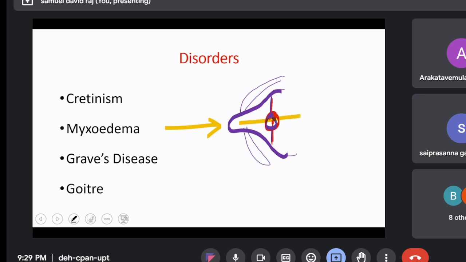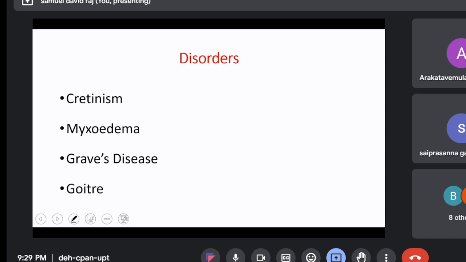Large amounts of rays fall on the retina and the eyes get damaged in this particular instance. In addition to the other symptoms that we have seen when comparing hypo and hyperthyroidism, all are said to be present here. And coming to the last one, goiter.